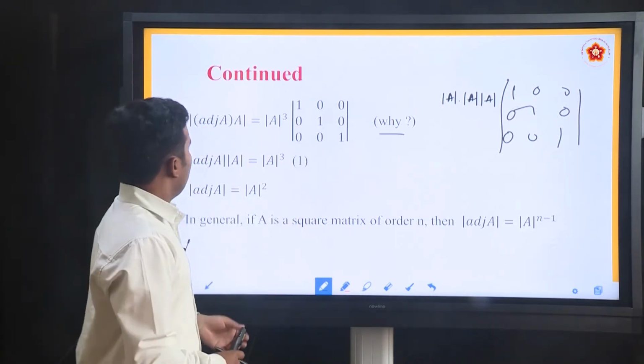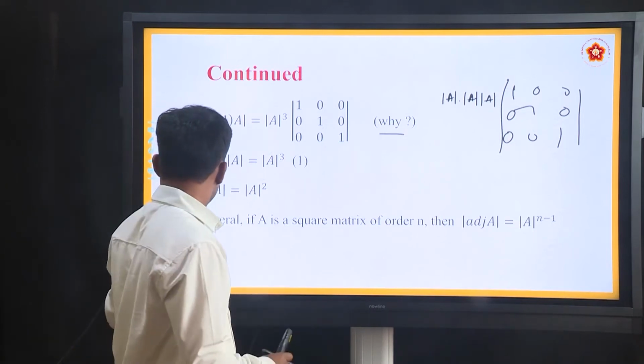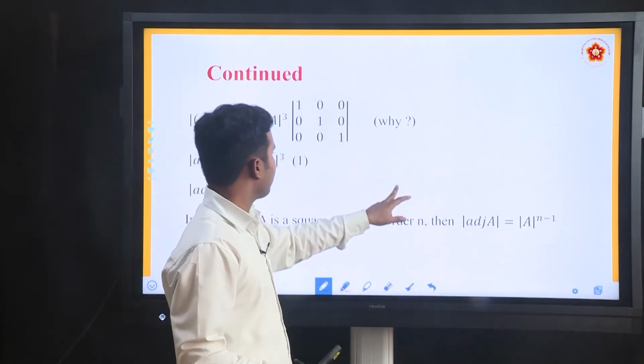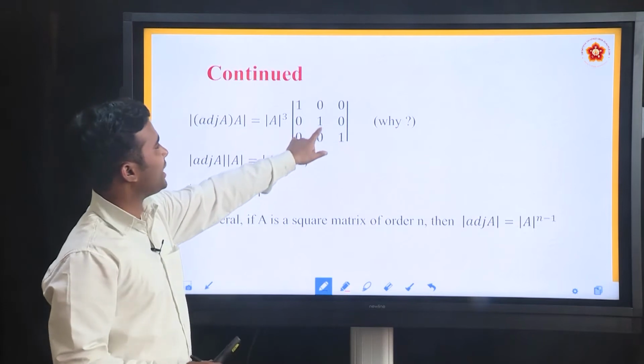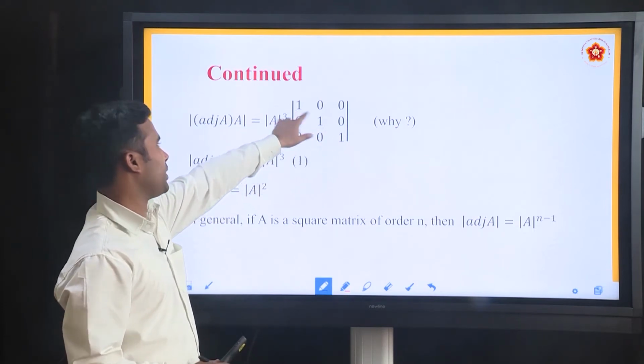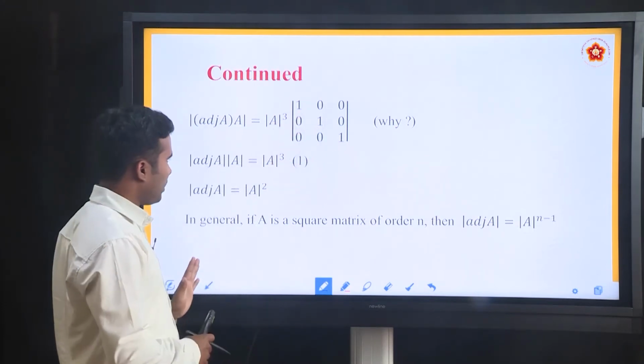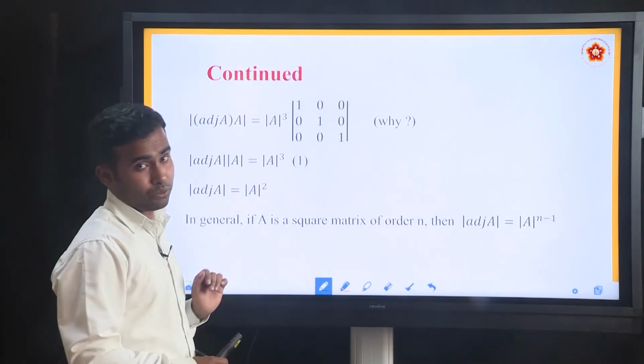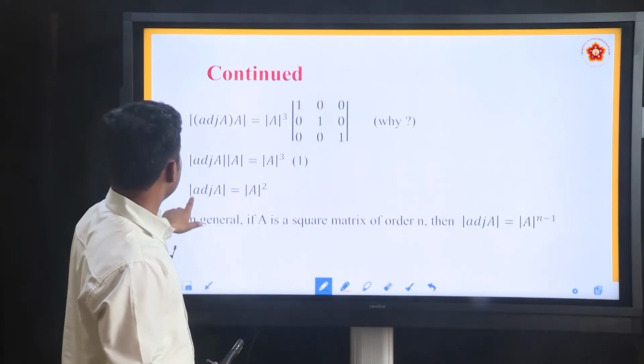Okay, that is how we got A cube here. If you expand it through R1, it becomes the value 1. The determinant of the identity matrix is always 1. So now what is this?